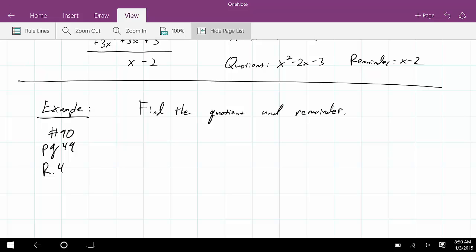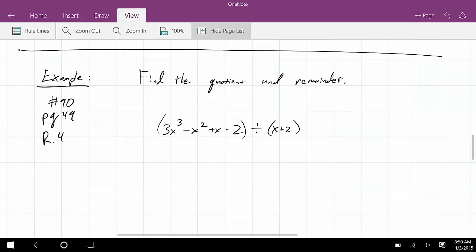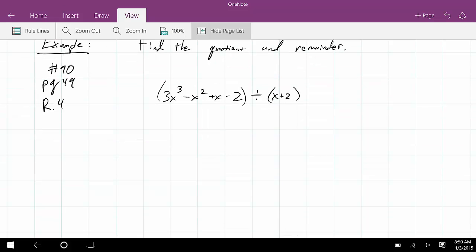So number 90, it says we have 3x cubed minus x squared plus x minus 2, and that's all divided by x plus 2. Okay, so we need to divide these. Alright, so let's go through the process.